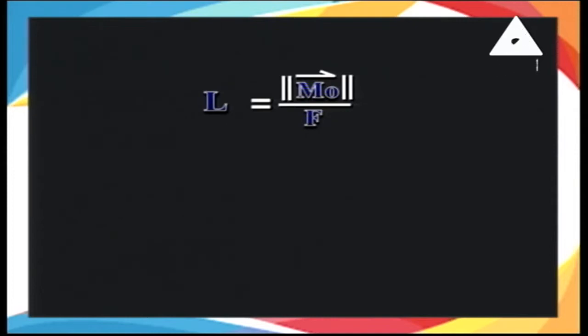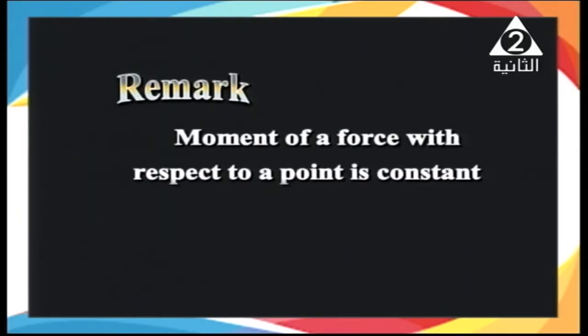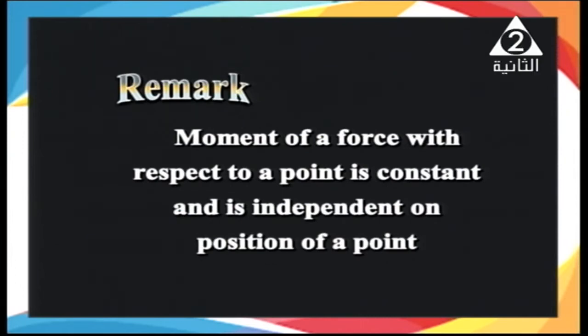Length of the arm equals the norm of the moment over F. The length of the arm of moment equals the norm of the moment over F, then it is the length of the perpendicular from O on the line of action of F. My dear student, remark: the moment of a force with respect to a point is constant and is independent of the position of a point.